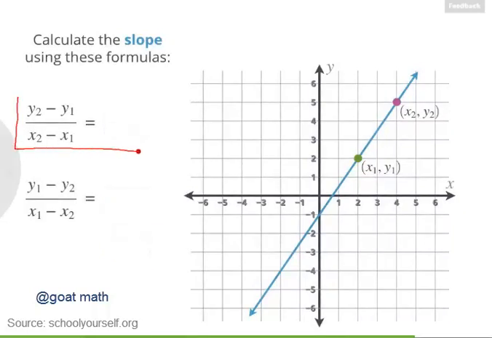Excellent! So with this formula you got 3/2 or 1.5, and with this formula you get negative 3 over negative 2. The minus signs cancel, and again you get the same answer of 1.5.